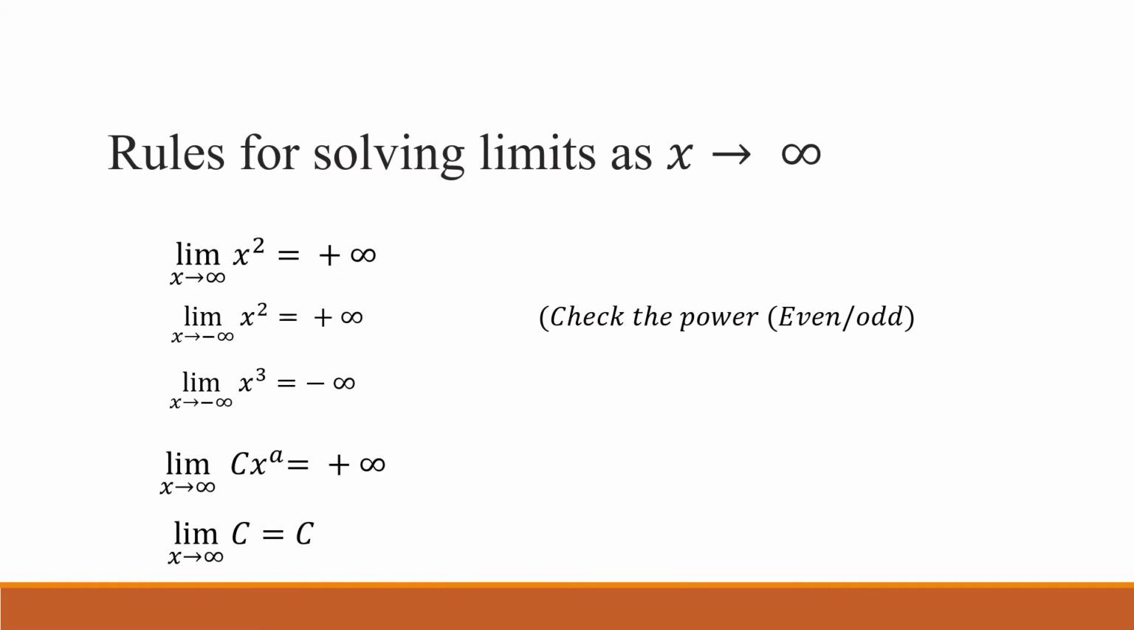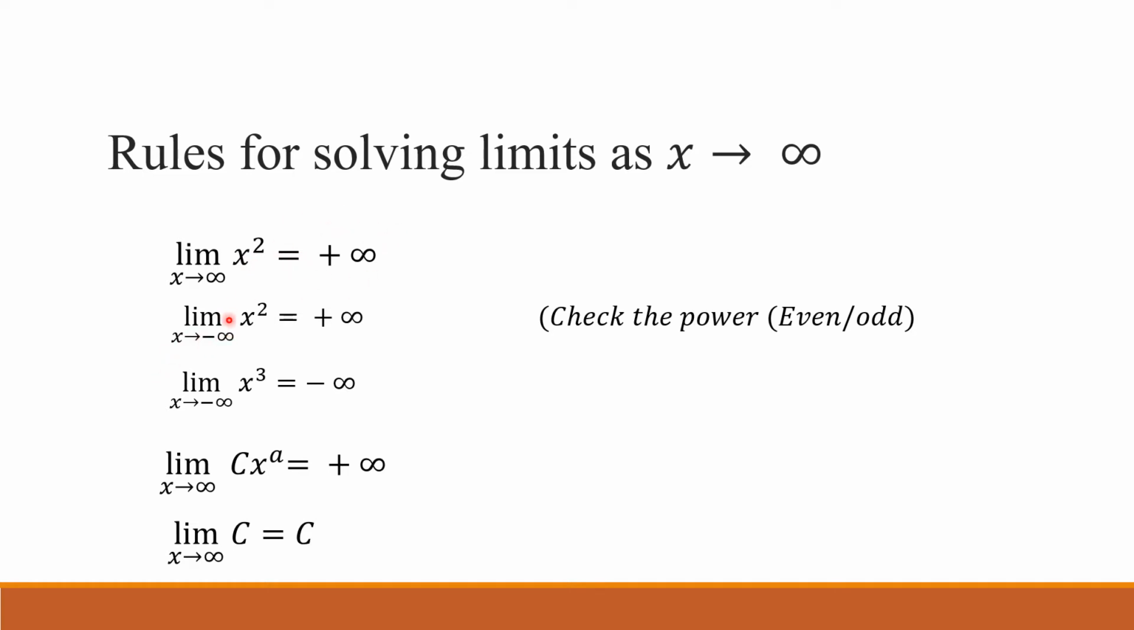Alright, what happens when we are solving limit problems? There are rules for solving limit problems as x approaches infinity. The first rule tells you that the limit of x squared as x approaches infinity, you can simply know it by doing direct substitution. Infinity represents a huge number, any huge number you can think of. So a huge number squared will still be a huge number, so it's positive infinity.